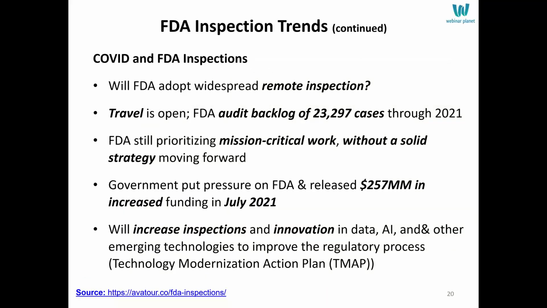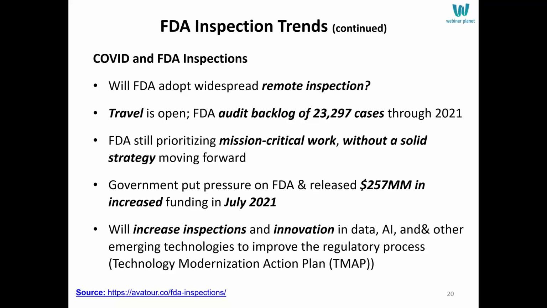And the question came up, would they adopt widespread remote inspection? And that hasn't really been answered, or at least while travel is open, the FDA has not said we're going to do more remote inspections. They haven't really put forward any kind of strategy. They're still focusing on mission critical work, trying to dig into a backlog of 23,297 cases that were in the backlog through the end of 2021.